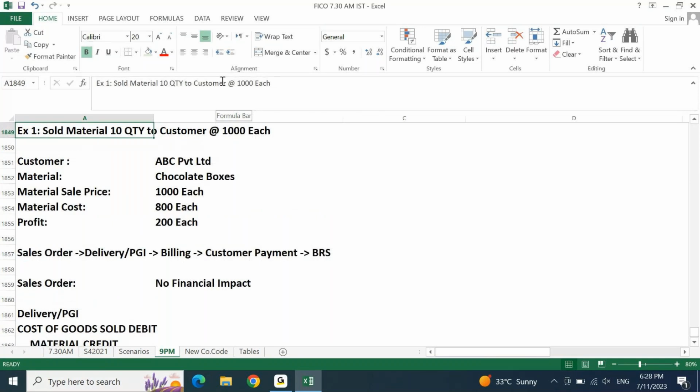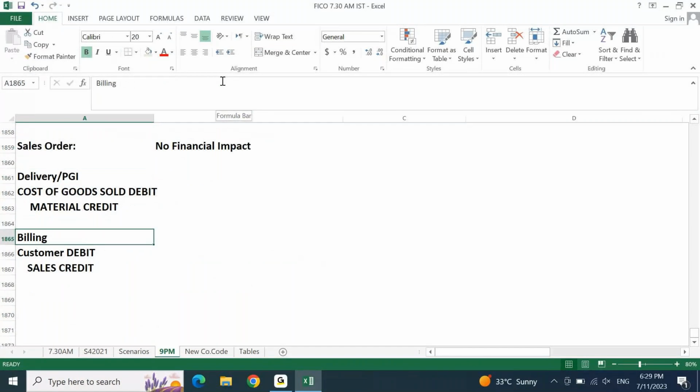When you are looking at the sales order or the sale transaction, we have listed that we are selling 10 quantity of a particular material to a customer at 1000 each. So in short, your total sale value will be 10 multiplied by 1000, which is equivalent to 10,000. 10,000 will be your sales amount. Your sales order is always going to give you the value of sales, not the cost of goods sold. I will write 10 multiplied by 1000. That entry will be updated during the billing, not during the PGI.